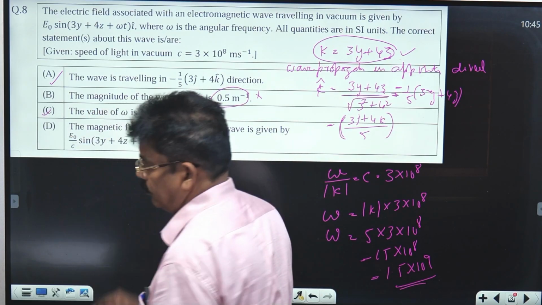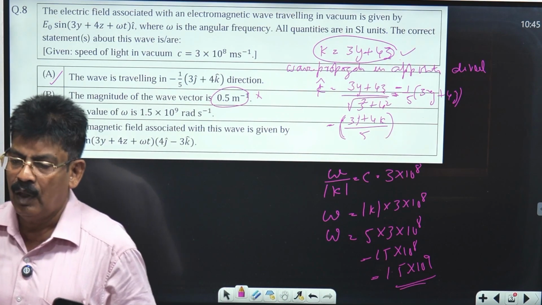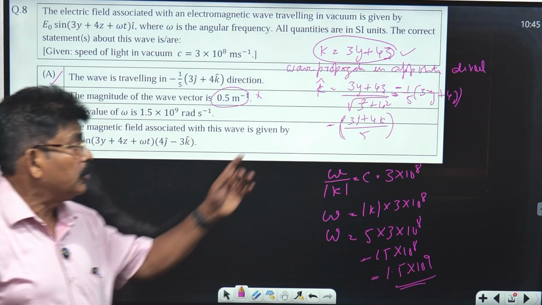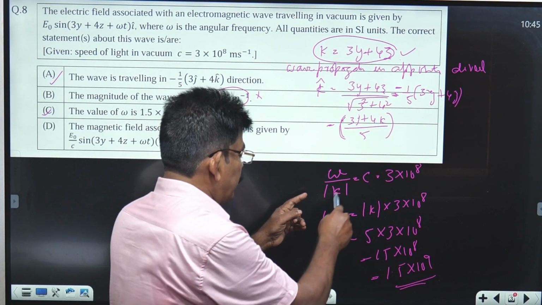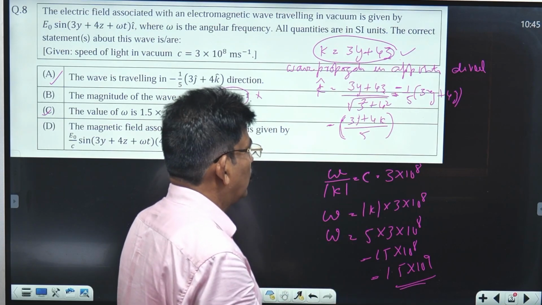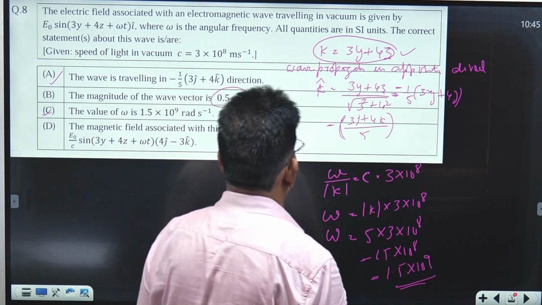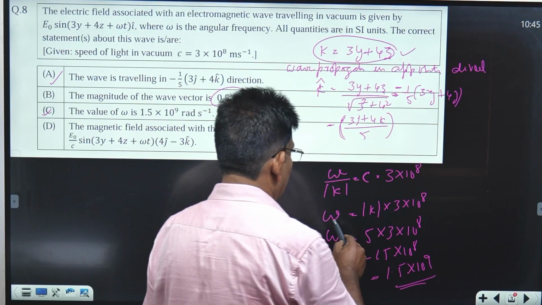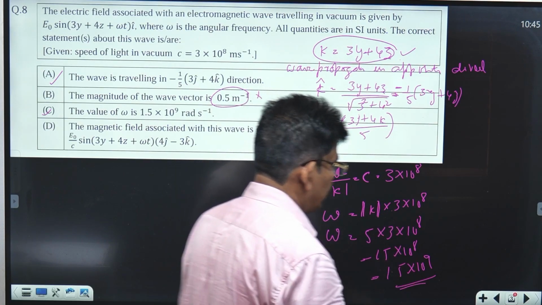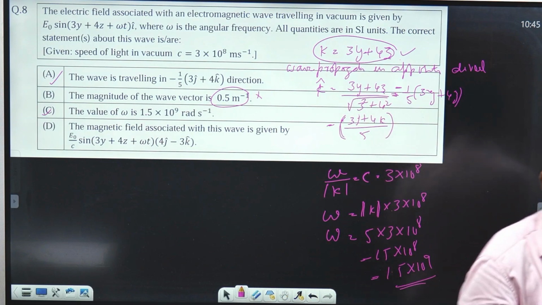So we are using another property of electromagnetic waves: the coefficient of t, that is omega, by the coefficient of k, its magnitude, will give you the speed of propagation of the electromagnetic wave. It is given to be 3 into 10 to the power of 8. Therefore, omega will be equal to magnitude of k into 3 into 10 to the power of 8. That comes to be 1.5 into 10 to the power of 9.